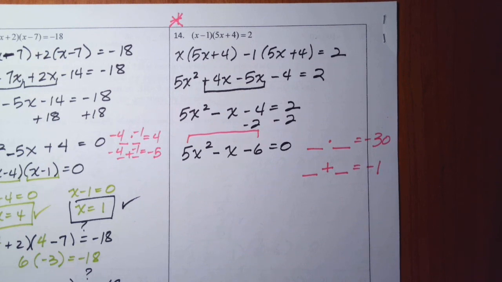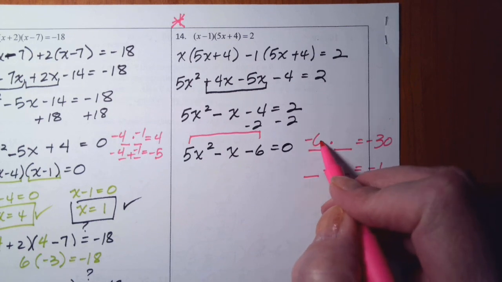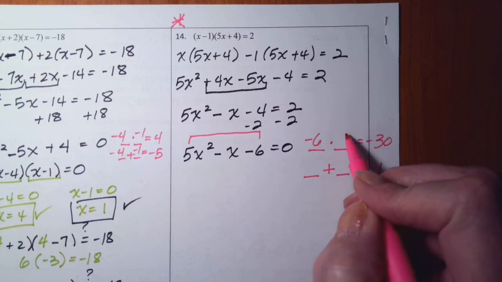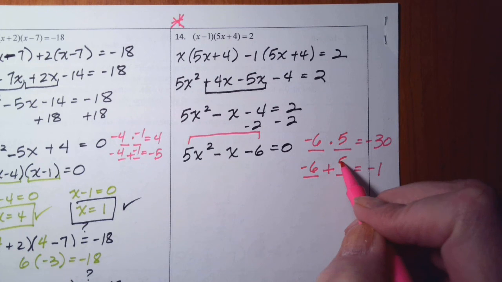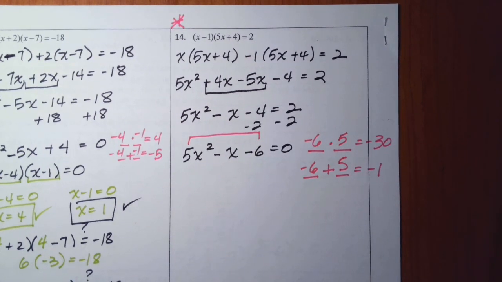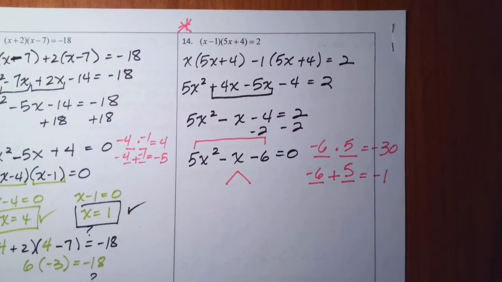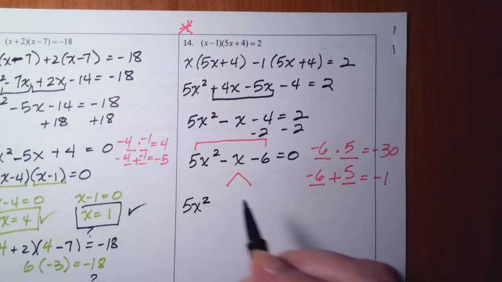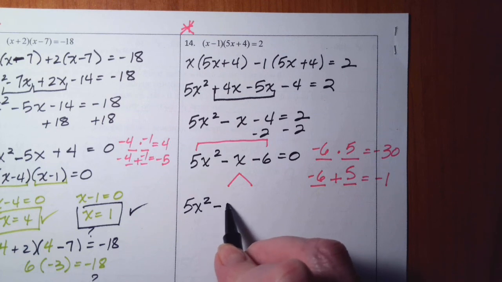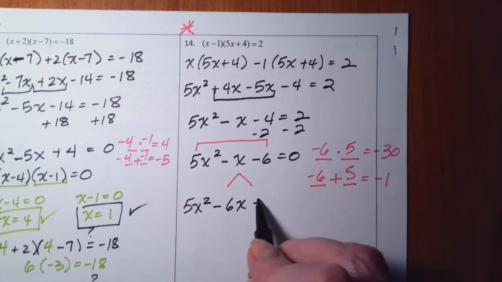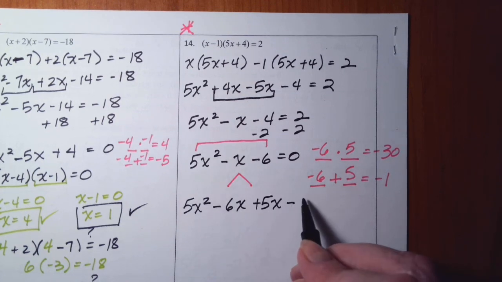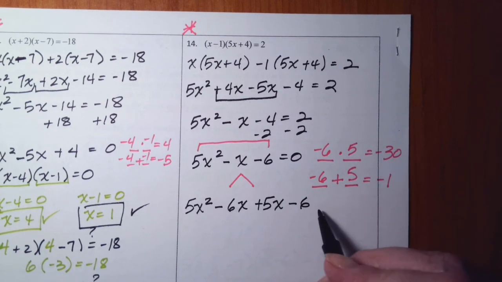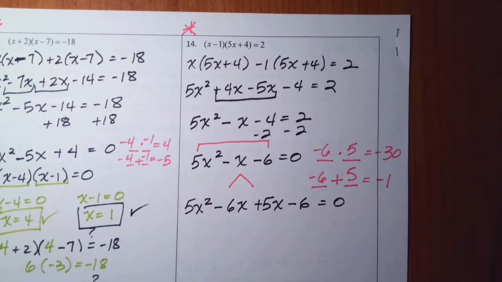Did I do that right? Okay. It is negative 6 and a positive 5. So what do I do with that? I'm going to split these. So this becomes 5x squared minus 6x plus 5x minus 6 equals 0.